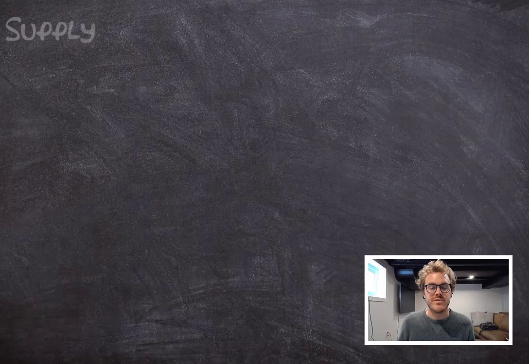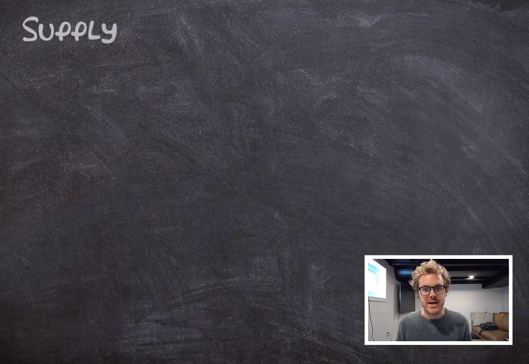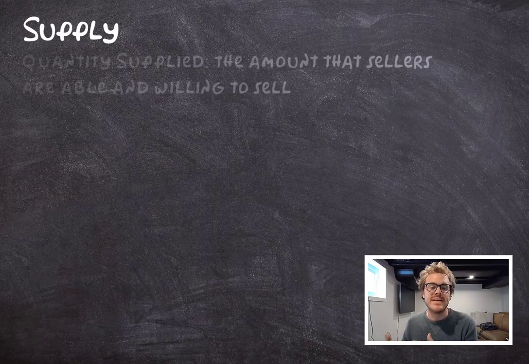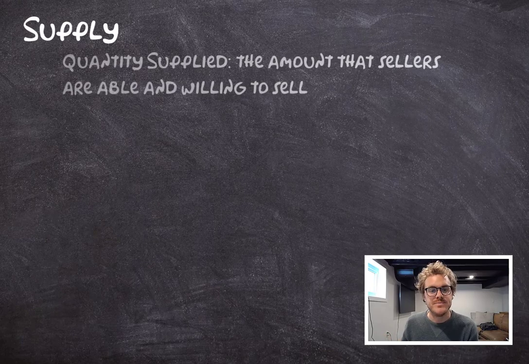Now we can turn our attention from the buyer side of the market to the seller side of the market through a discussion of supply. This is going to be very similar to our discussion of demand in the last video, so we're going to go fairly quickly. So the quantity supplied is the amount of good that sellers are willing and able to sell.